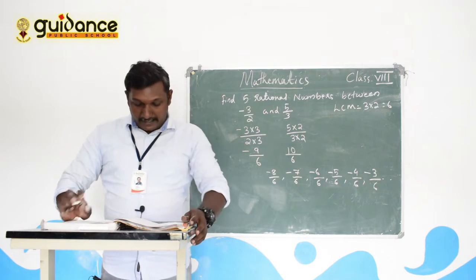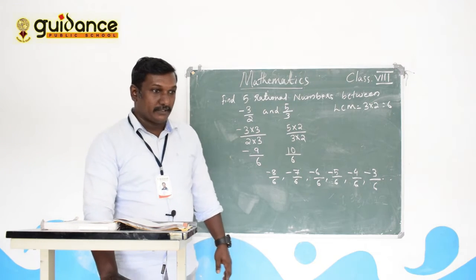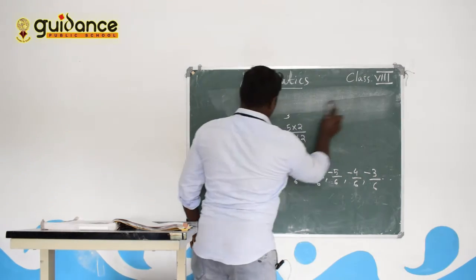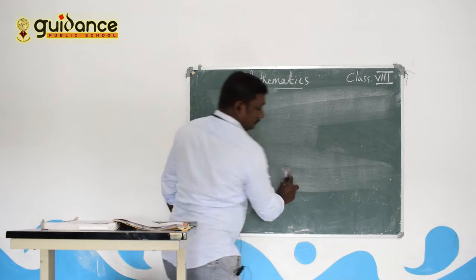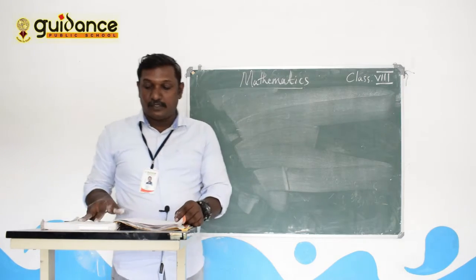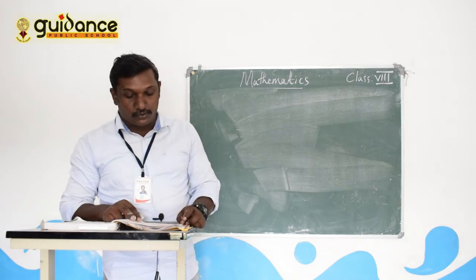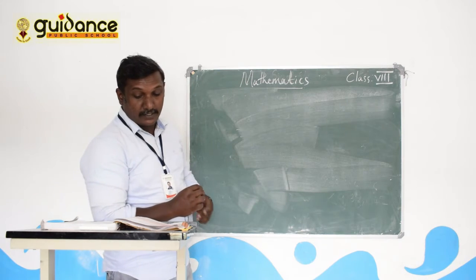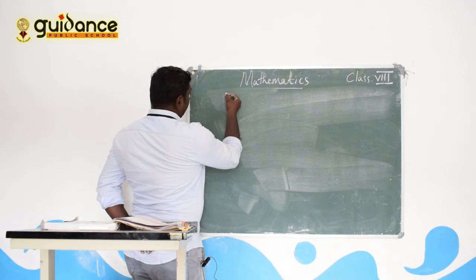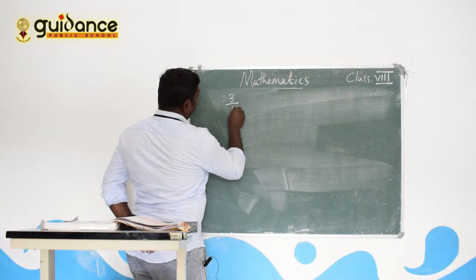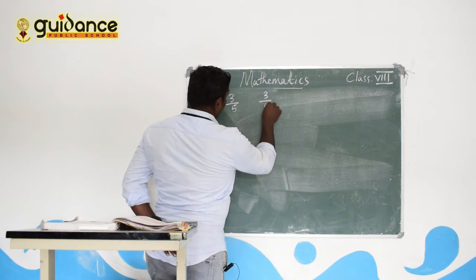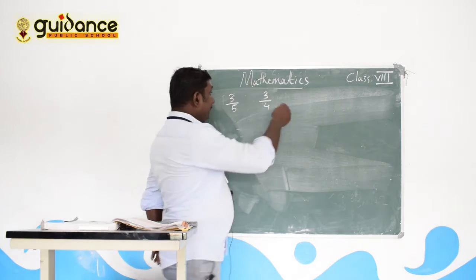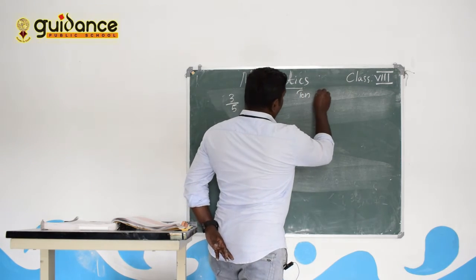Now we can check another example with two positive numbers. From your textbook, the last exercise 1.2, question number 7: find 10 rational numbers between 3 by 5 and 3 by 4. How many rational numbers? We have to find 10 rational numbers.